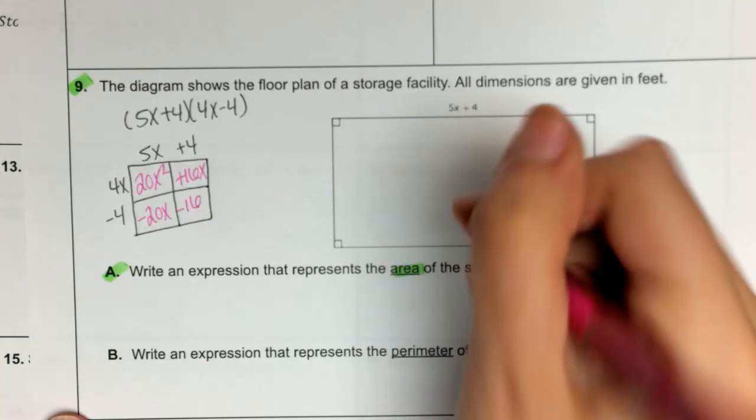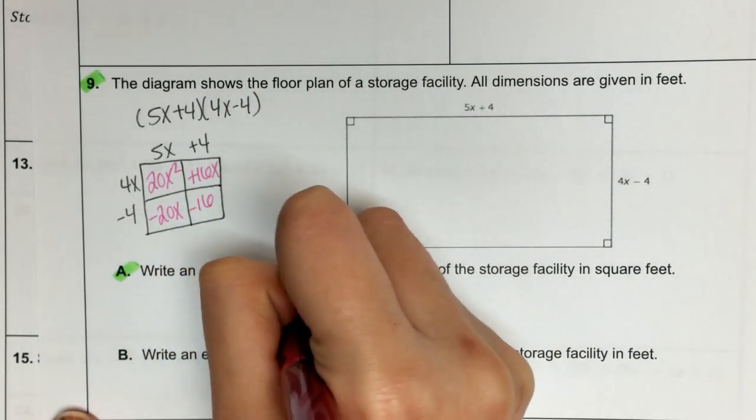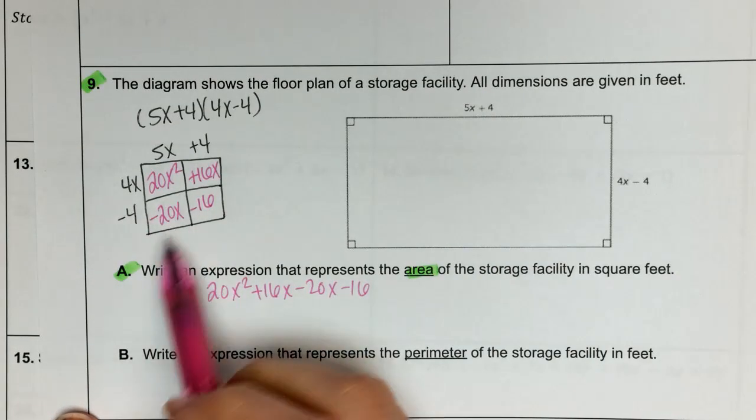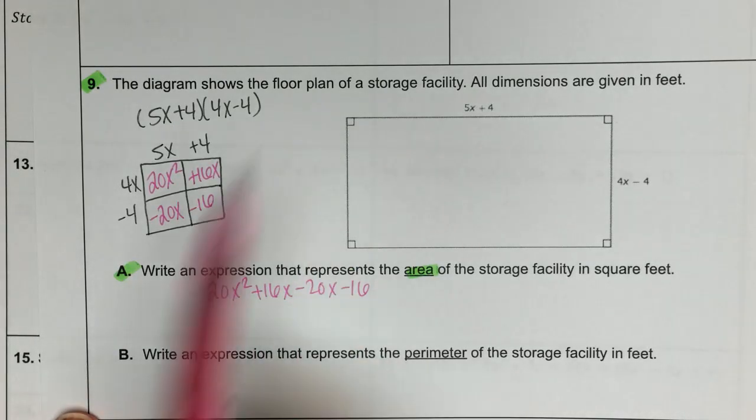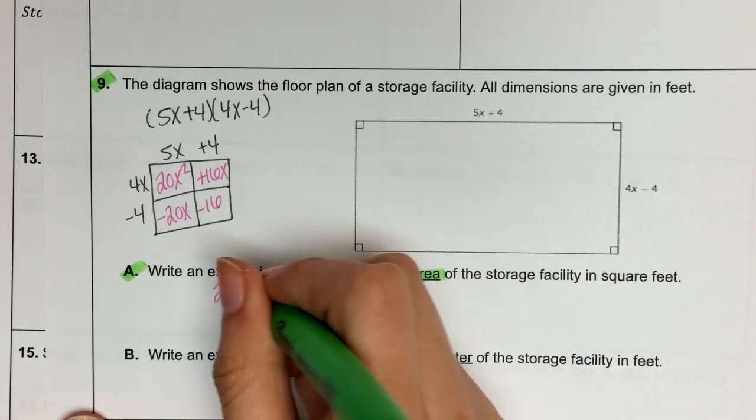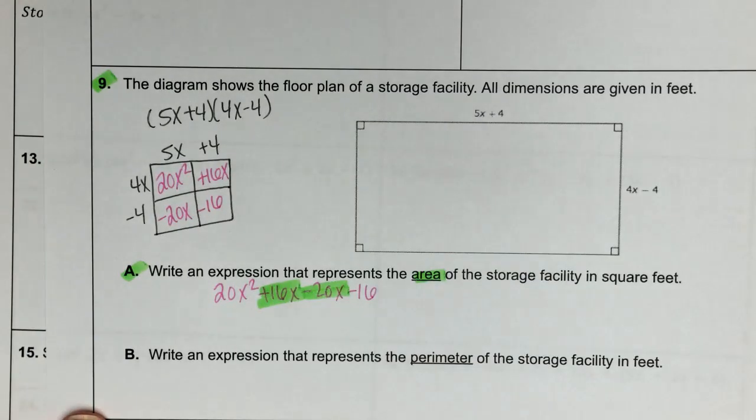So I'll write out my expression, 20x squared plus 16x minus 20x minus 16. We have to do this step because, remember, two of these will combine. So two of these are like terms. In which case, it usually ends up being your middle terms, the 16x and the negative 20x.